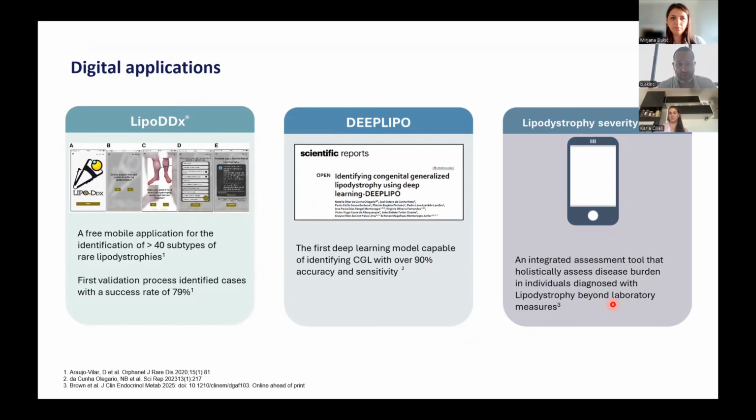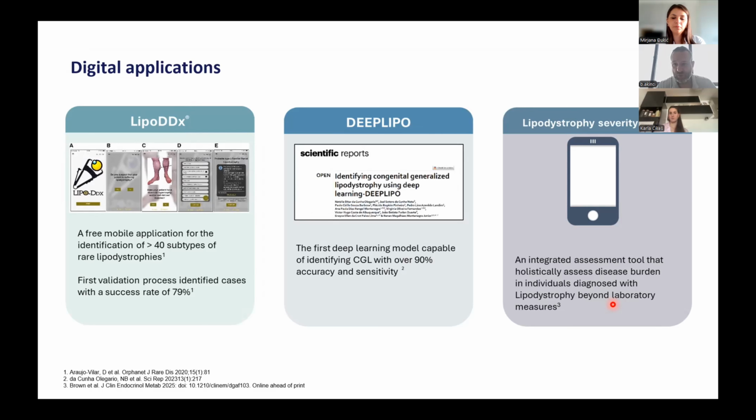The Brazilian work in the middle is very innovative, but still not available. But just to let you know that people are trying these things as well. And also there is another thing called the lipodystrophy severity score that we developed more than a year ago.